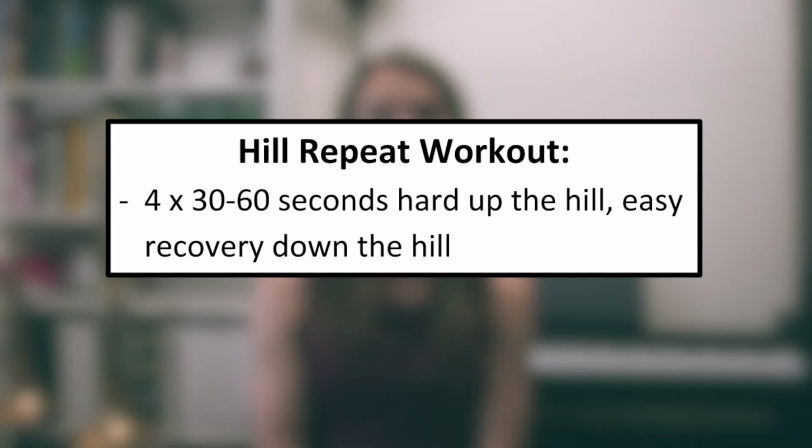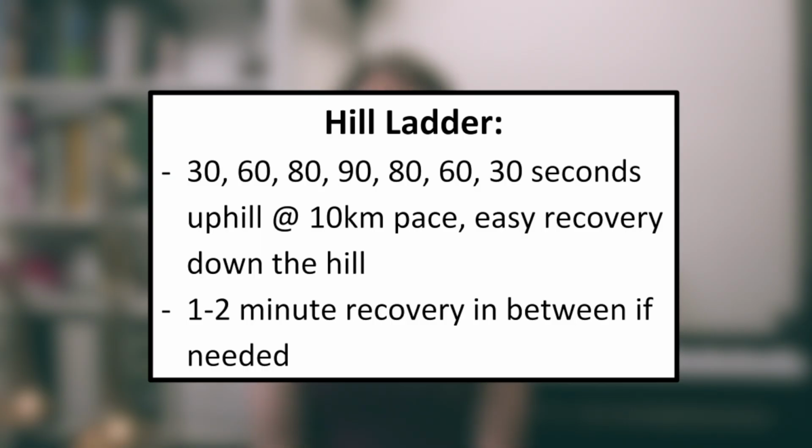If you're new to hill repeats, start with a small number like 4, which you can gradually increase. A few examples of hill workouts are 4 times 30 to 60 seconds up the hill hard and coming down the hill to recover. Another fun hill workout is doing a ladder. For example, you go up 30 seconds, 60, 80, 90, 80, 60, 30, all at a 10K pace and recovering down the hill after each one. You can also take 1 to 2 minutes recovery at the bottom of the hill if you need so.